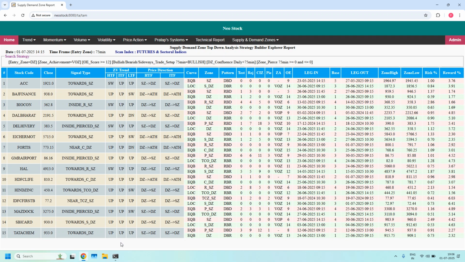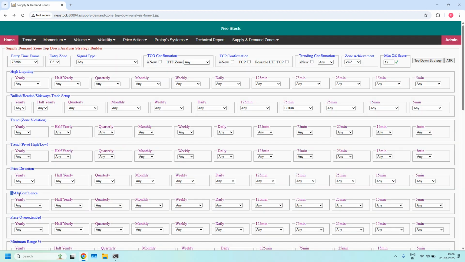So that we can further filter based on daily demand zone with daily EMA confluence. So here daily demand zone with daily EMA, because 75 minutes demand zone overlapped with this daily demand zone. So we are checking daily demand zone with daily EMA. Not only that, daily trend is also uptrend.